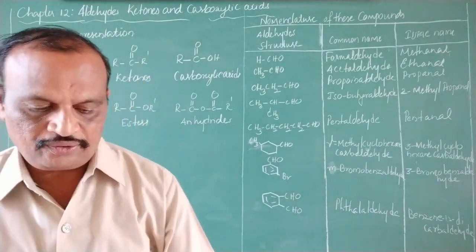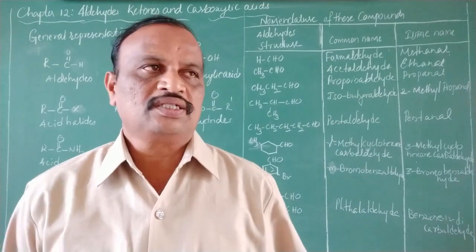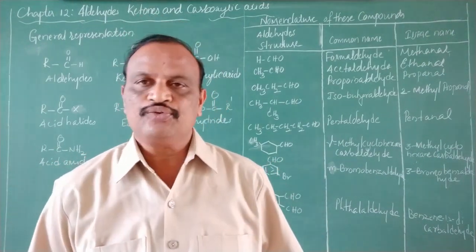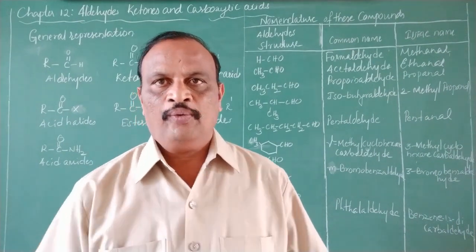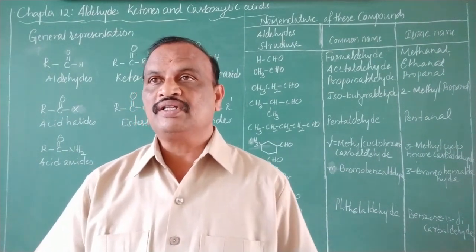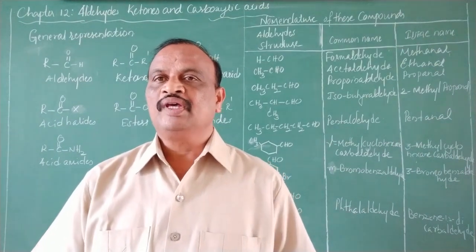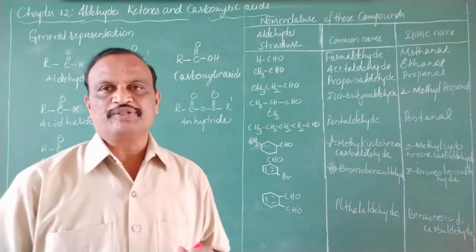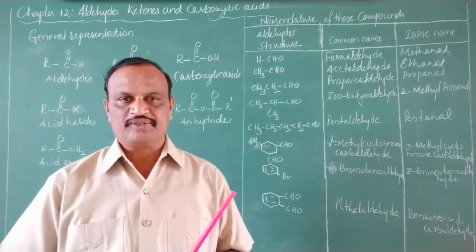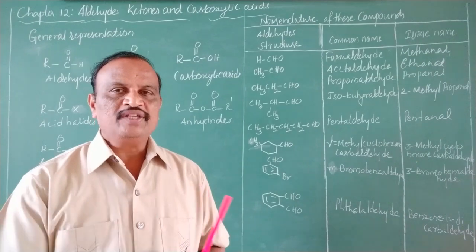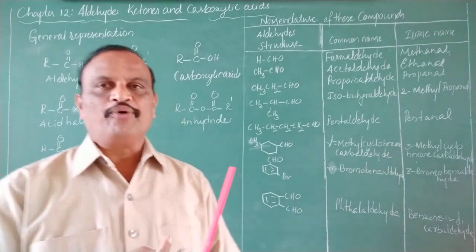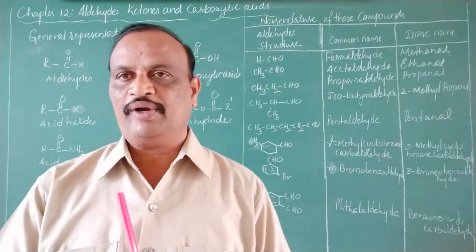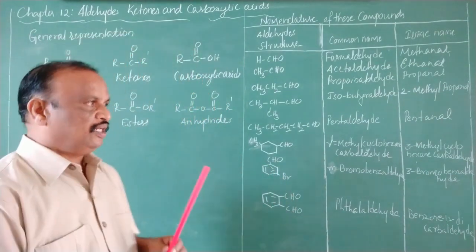What are aldehydes and ketones? You have studied in lower classes also. Aldehydes are the class of organic compounds containing CHO as the functional group, whereas ketones are the class of organic compounds which contain C=O as the functional group. This carbonyl group is present in these compounds. In addition to this, other compounds are also there which contain the C=O carbonyl group. They are all listed here.